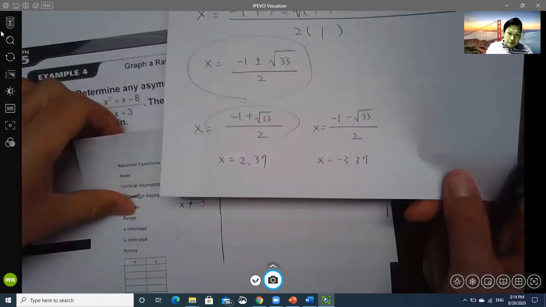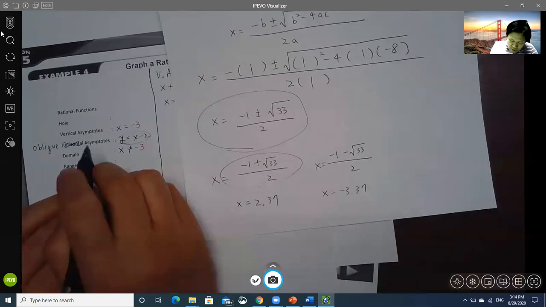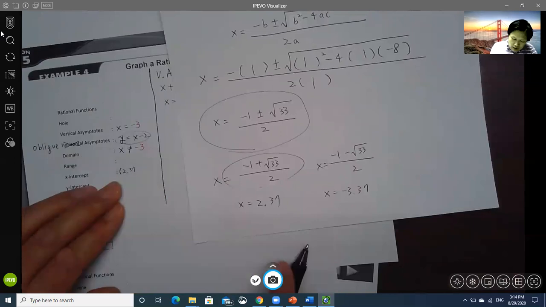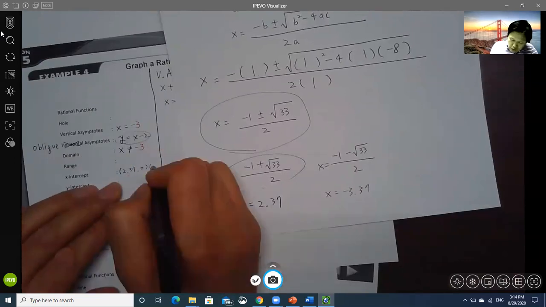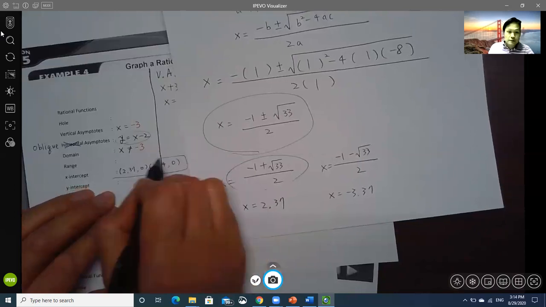So the x-intercepts: I got 2.4, 0, and I got minus 3.4, 0. So I got 2 x-intercepts.